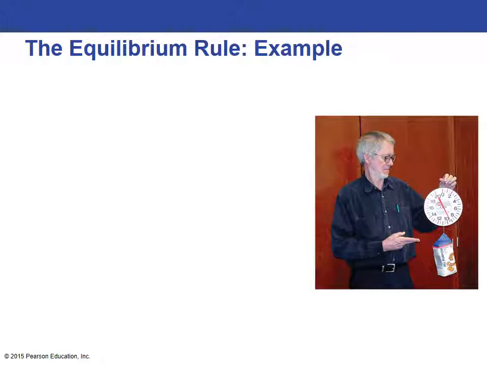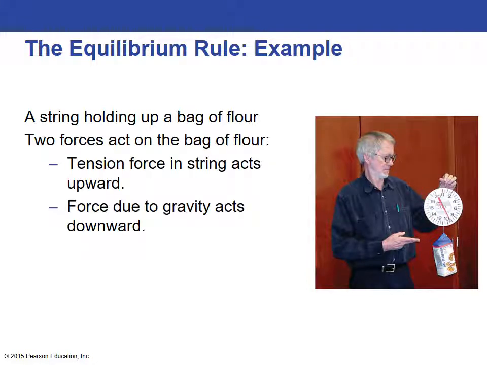If you take a weight and measure the newtons on it as the force of gravity, the string is holding up the bag of flour. There are two things happening with the bag of flour. It's got the force of gravity pulling it down, and the string pulling it up. All right? They are equal and opposite. It's at equilibrium. That bag of flour is not moving.